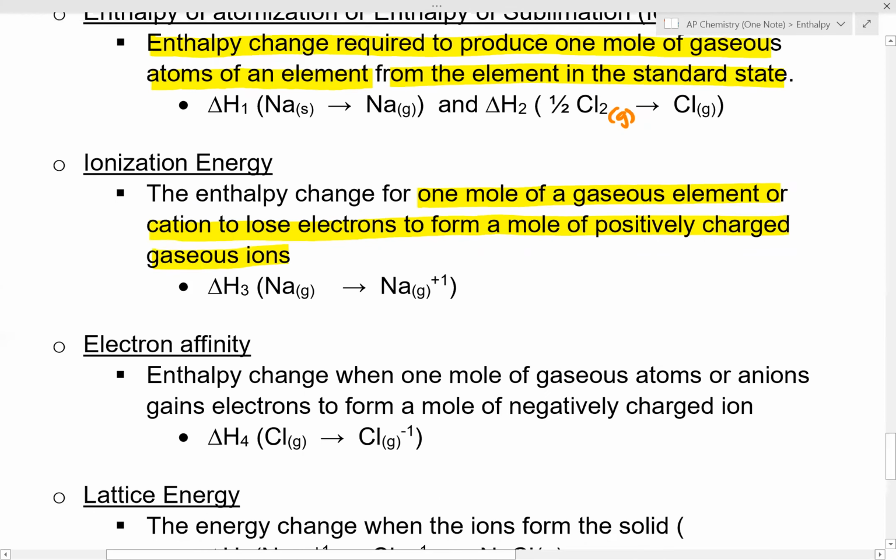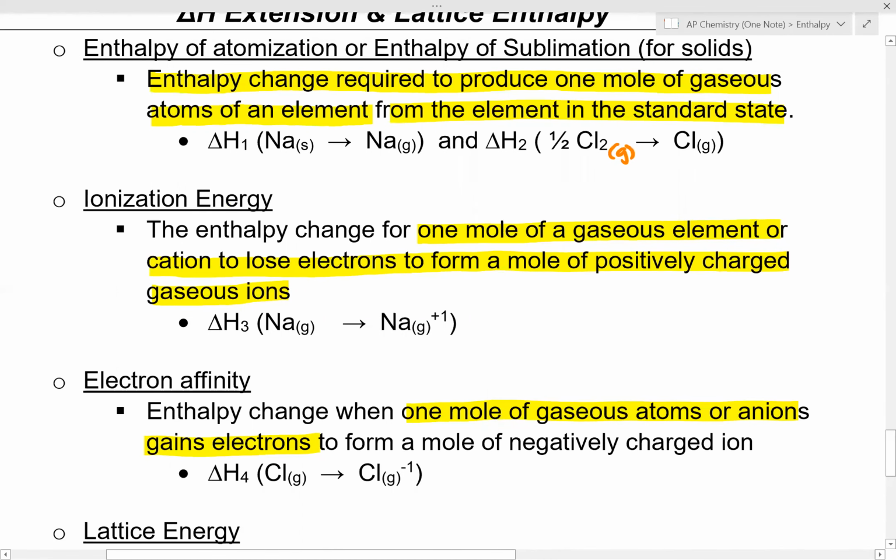Enthalpy change H4, electron affinity, is the enthalpy change when 1 mole of gas atoms or anions gains an electron, so 1 mole of gas atoms or ions gains electrons to form a mole of negatively charged ion. So in this case, if you look back at H4, you have chlorine gas going to chlorine gas -1. That is what we call electron affinity.